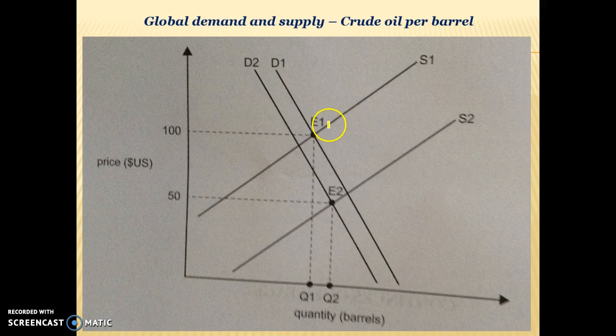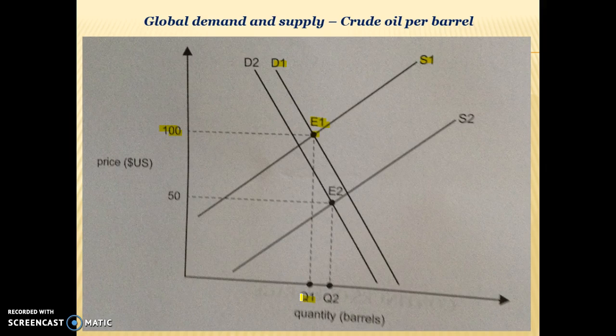At the start of 2014, the price per barrel for oil was around $100 per barrel, and that was our equilibrium. Demand, D1, and supply, S1, was at this point here. So demand was equal to supply, and we had an equilibrium at $100 a barrel at quantity 1, whatever that was, in barrels. What happened then? Something happened.